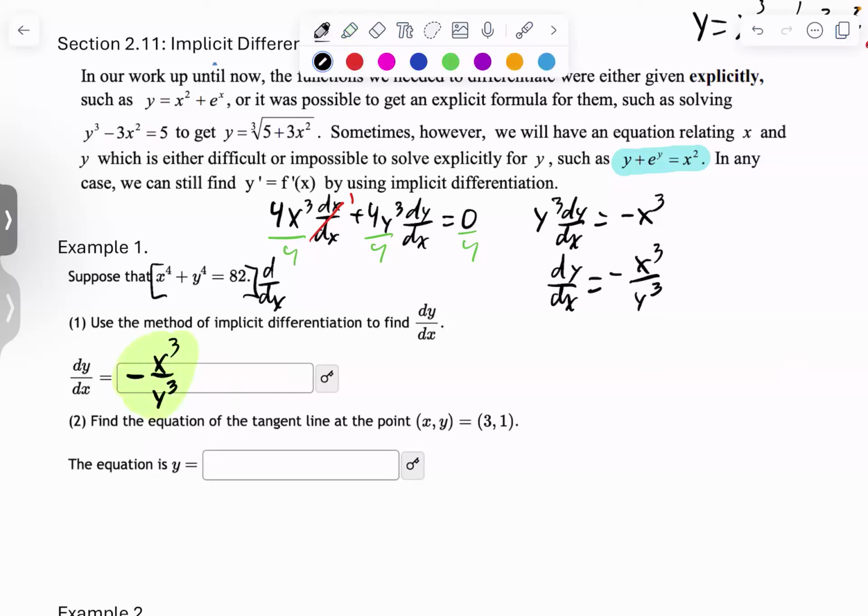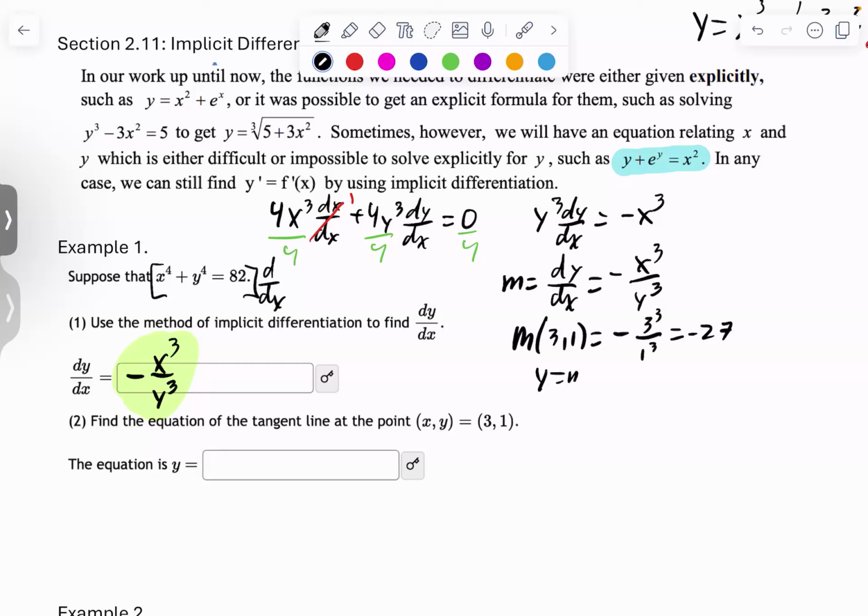Next up, it says we want to use this. Remember, this is our slope function to find the coefficient of the tangent line through the point 3, 1. So m at 3, 1, I should be clear, is going to be negative 3 to the third over 1 to the third, which is negative 27. So there's my slope.